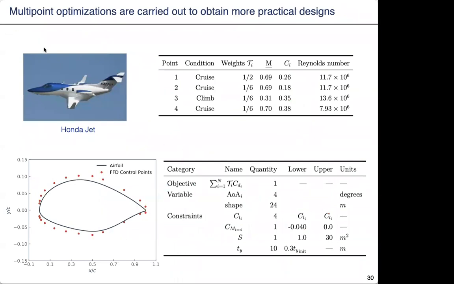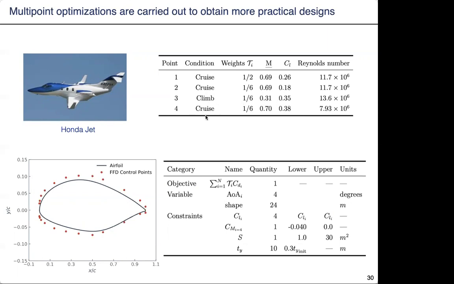Then we optimize a multi-point case. The condition corresponds to the Hunan jet. It includes the cruising and the climb cases. The point 2 and the point 4 are used to reduce the sensitivity of the final optimized shape to perturbations in the flight conditions.